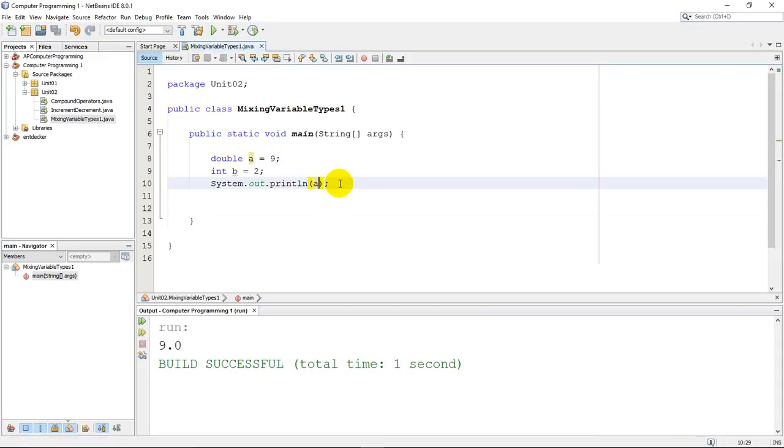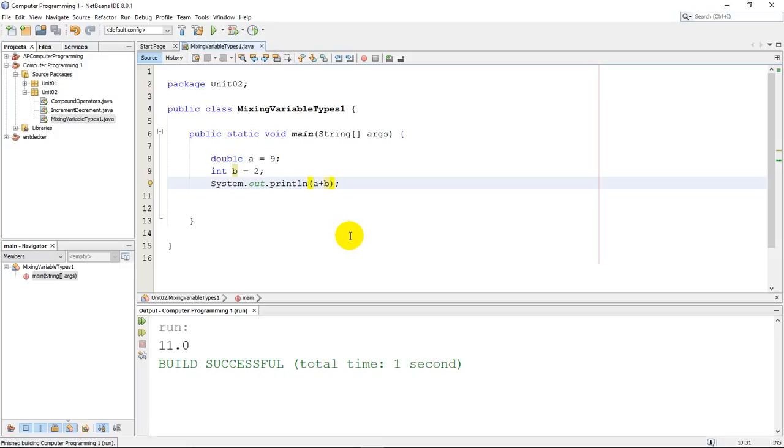Well, when I mix these two variable types, I now have a decimal plus an integer. The computer will assume that you want the most accurate variable type. And so it does 9.0 plus 2. It says, well, that's 11. But the most accurate number you gave me was a double, so I'll assume you want a double answer, and it will give me 11.0.